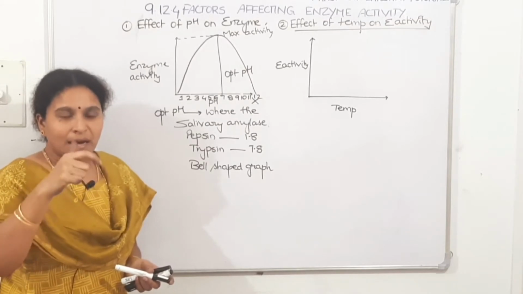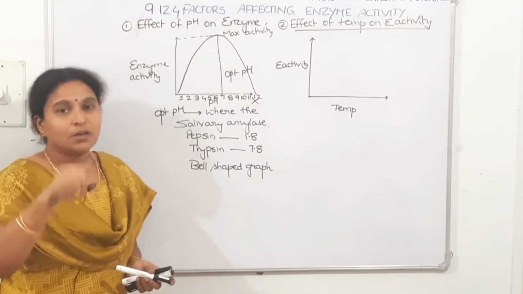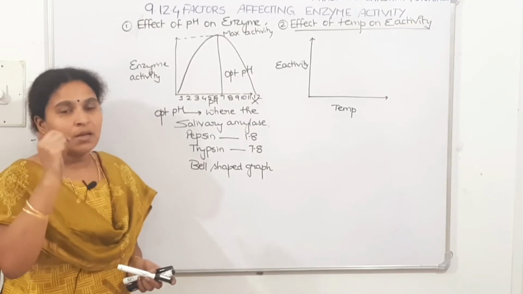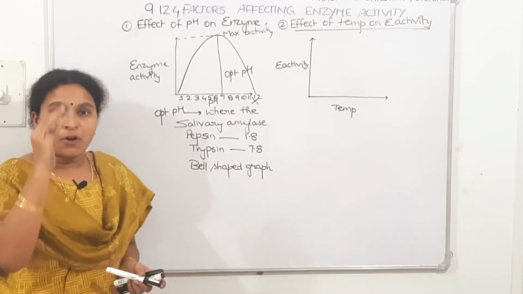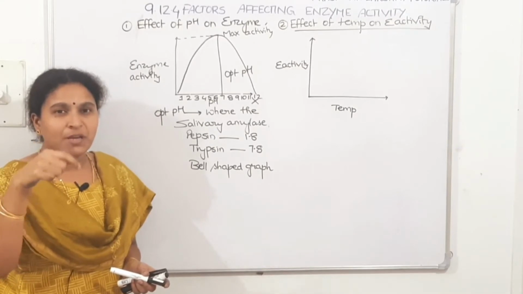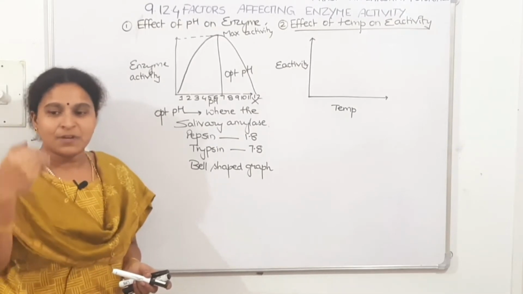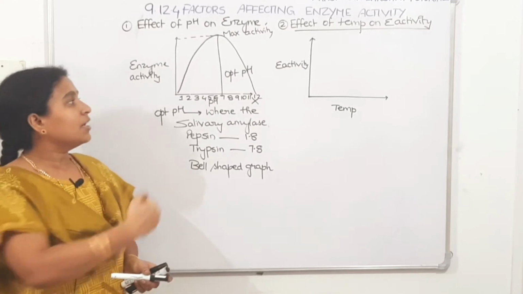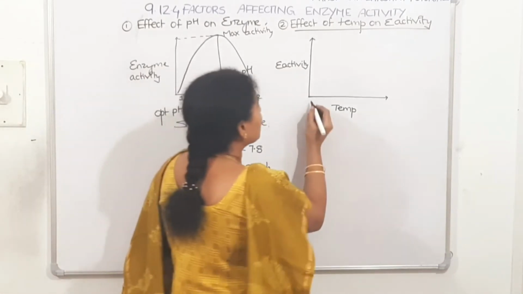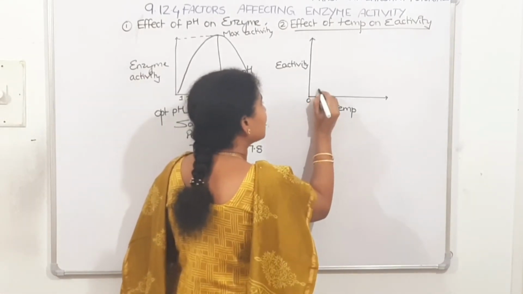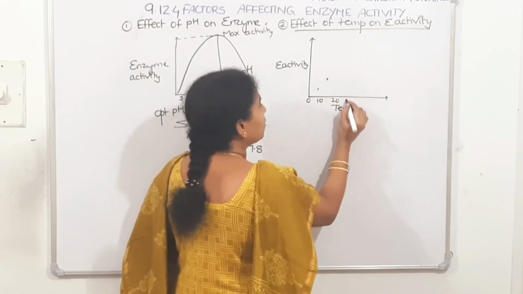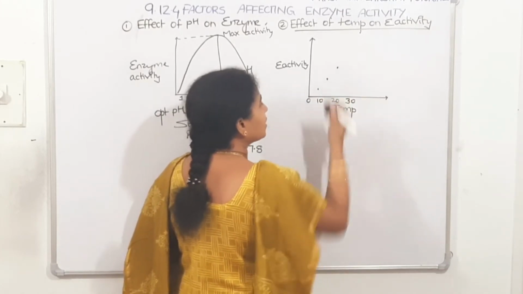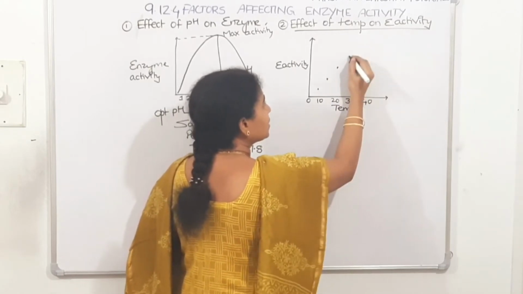From 10 to 20, again double. 20 to 30, further doubling. 30 to 40, further doubling. Optimal temperature is reached. The optimal temperature is 40 degrees. So from 0 to 10, enzymatic activity is this much. 10 to 20, it has doubled this much. 20 to 30, it has doubled this much. 30 to 40, it has doubled this much.